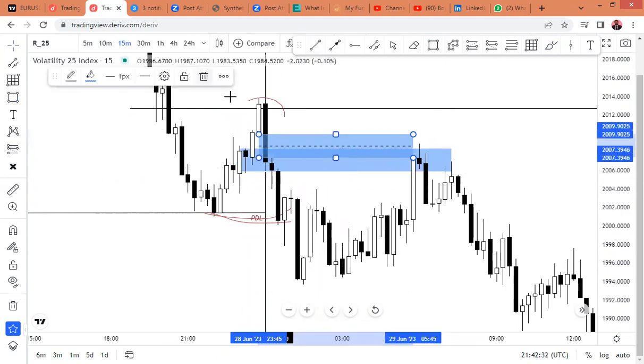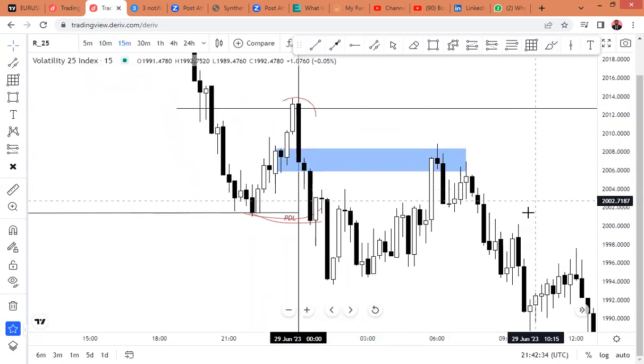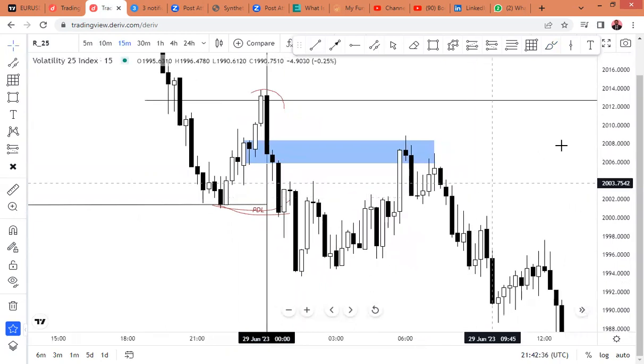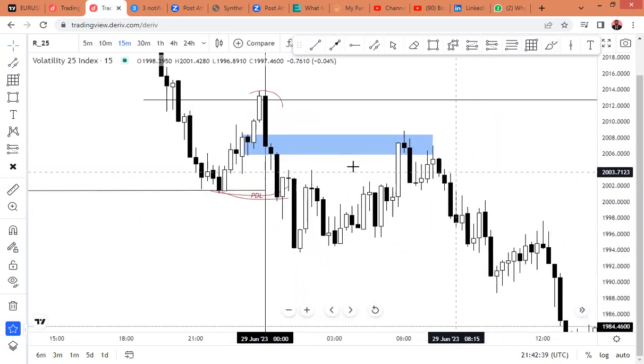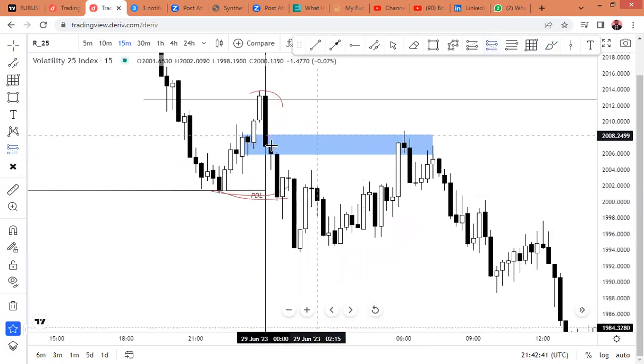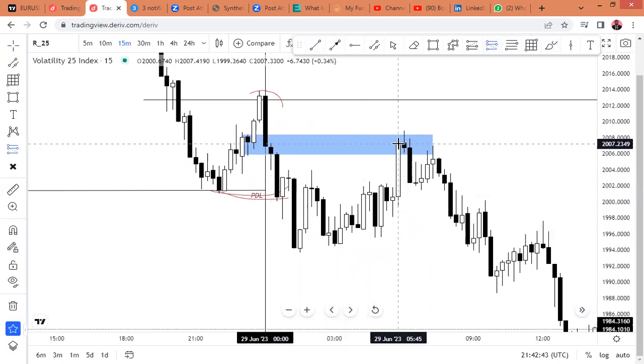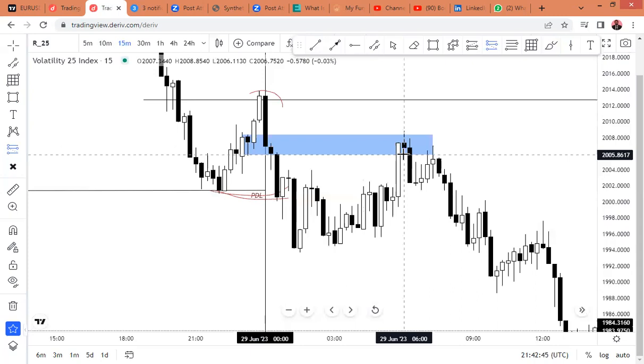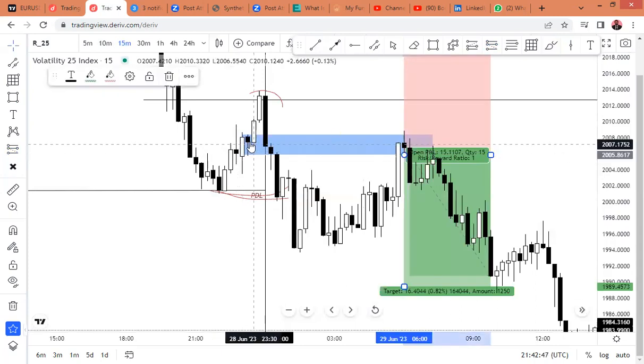So I won't even mind the IP. If the IP is there, it gives me better confirmation that price is actually coming there. But if I don't want to lose the trade, I just play the breaker. Sell. I have my entry on this breaker. I open up this breaker sell.